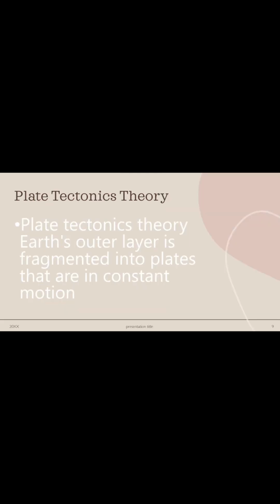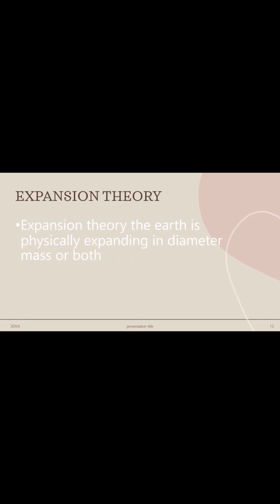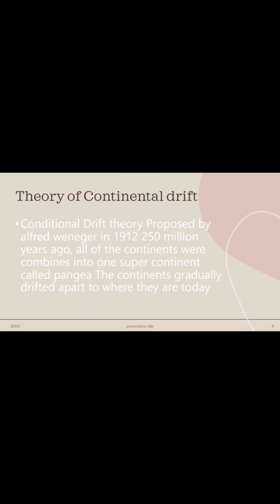Plate tectonics theory: the Earth's outer layer is fragmented into plates that are in constant motion. Expansion theory is the increase in distance between any two given gravitationally unbound parts of the observable universe with time. It is an intrinsic expansion whereby the scale of space itself changes. Continental drift theory is the hypothesis that the Earth's continents have moved over geologic time relative to each other, thus appearing to have drifted across the ocean bed.